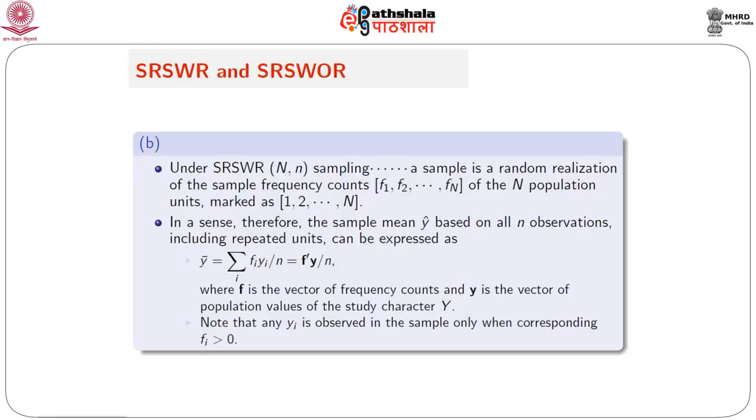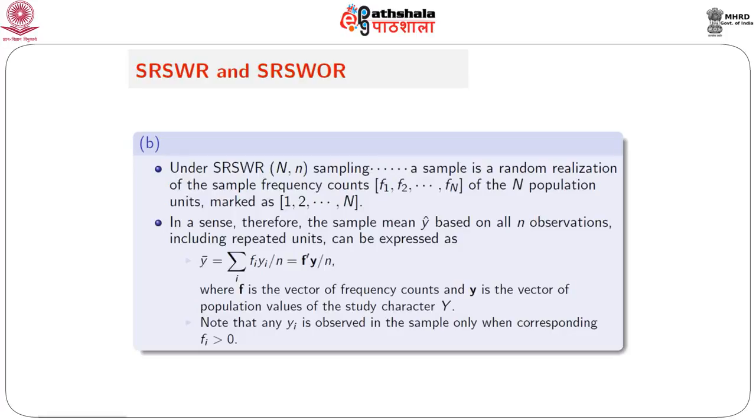Therefore, you have a random realization of the sample frequency counts F1, F2, ..., FN of the capital N units in the population. In a sense, therefore, the sample mean y bar based on all n observations, including the repeated units, can be expressed as y bar equal to summation fi yi over little n. So the fi is the frequency and yi is the corresponding value. Note that if fi is 0, that particular unit has not come up in the sample, therefore the corresponding yi is not observable, and hence fi into yi contributes 0 to the computation of y bar.